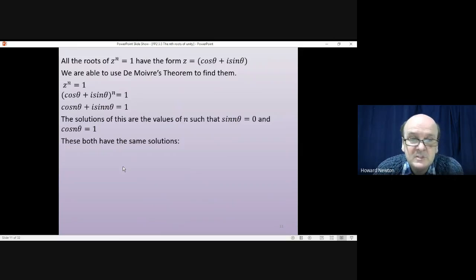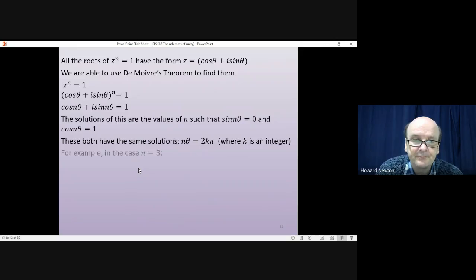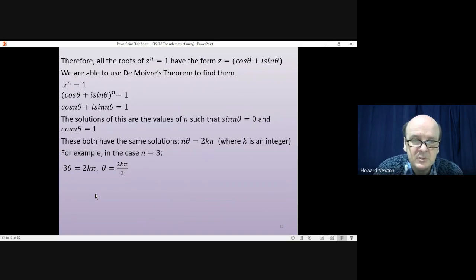So we're looking for solutions which work for both of these equations. Now, both of these equations do have exactly the same solutions, which are values of n theta equal to multiples of 360 degrees, or multiples of 2 pi. And if n theta is a multiple of 360 degrees, then sine n theta will equal 0 and cos n theta will equal 1, where k is an integer. So for example, if we were finding the cube roots of unity, like we did in the first example, then we'd let n equal 3, so we'll have 3 theta equals 2k pi, which means that theta is equal to 2k pi divided by 3.